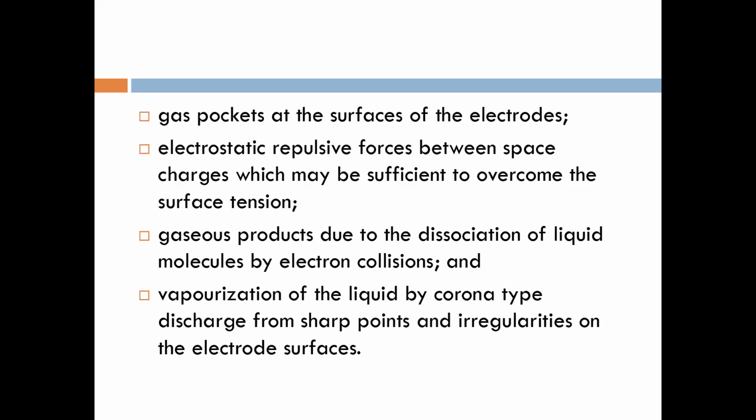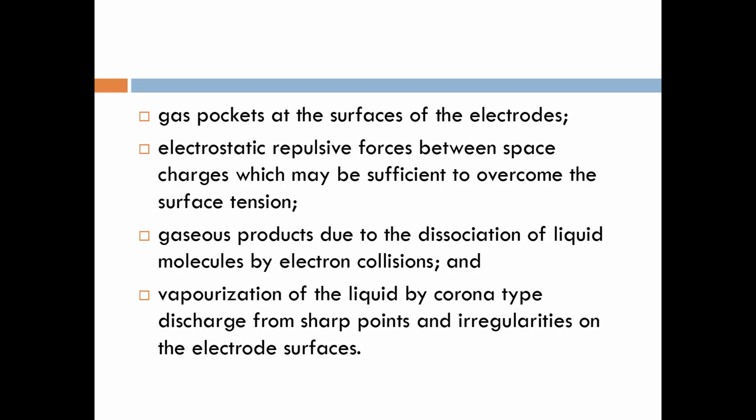So there are four here. What is the first one? Gas pockets at the surface of the electrode. If gas pockets are available on the surface of the electrode, then they cause the formation of the vapor bubble. Second one, electrostatic repulsive force between space charges, which may be sufficient to overcome the surface tension. I already said that in the case of bubble breakdown in gases, the energy must be more than the surface tension. So in this case, it is sufficient to overcome the surface tension.